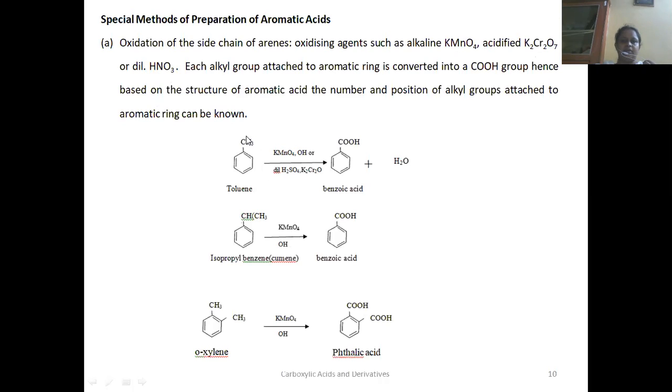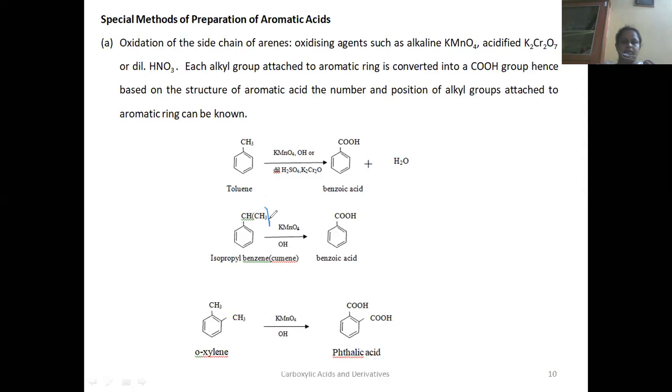They can convert this side chain, that is the alkyl group that is directly attached to this benzene ring, to carboxylic acid. Whatever the chain length is, it doesn't matter. It directly converts the whole chain into a carboxylic acid functional group. Here, in this example, the side chain is isopropyl benzene. It is also known as cumene.